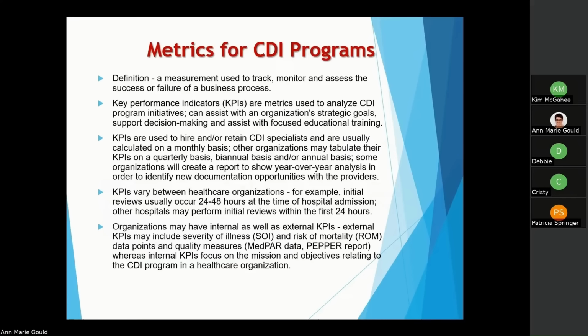Organizations may have internal as well as external KPIs. Your external KPIs are usually your severity of illness, your risk of mortality, and your quality measures. That's where your PEPPER report and your MedPAR data come into play. Whereas your internal KPIs focus on the mission and objectives of the CDI program within the healthcare organization.